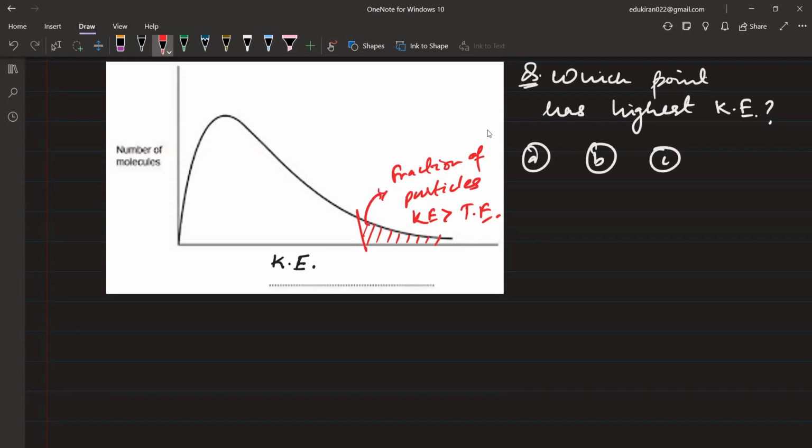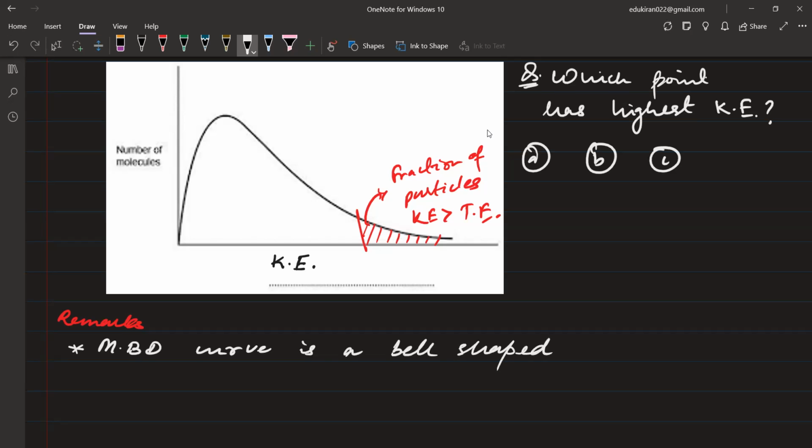Okay, please draw this graph, and after drawing this graph, you'll write some remarks regarding it. First thing is, what does this MBD, Maxwell-Boltzmann distribution, show? So please write: Maxwell-Boltzmann distribution curve is a bell-shaped curve between number of particles and kinetic energy.